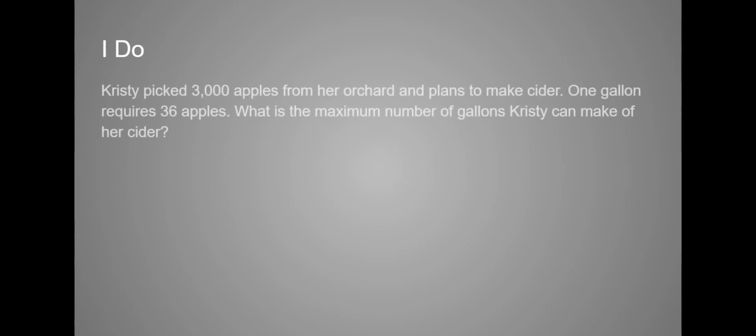All right, now that we're back, let's look at another example problem. Christy picked 3,000 apples from her orchard and plans to make cider. 1 gallon requires 36 apples. What is the maximum number of gallons Christy can make of her cider? Let's look at the information we're given. We have 3,000 apples, and 1 gallon requires 36 apples. And we want to know the maximum number of gallons. So we need to end with just gallons as a unit.